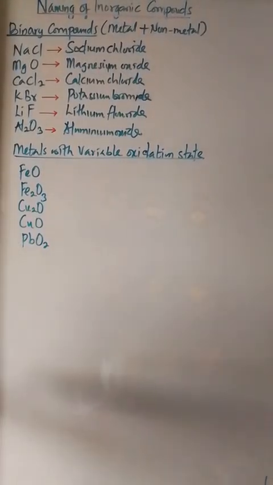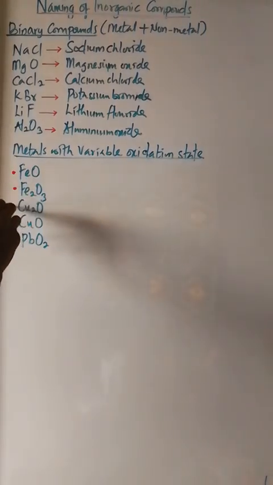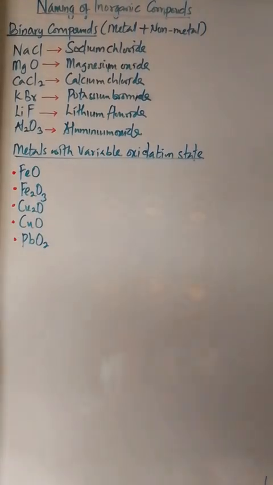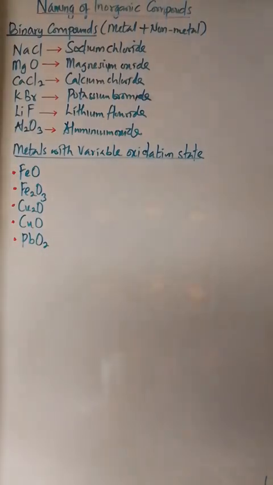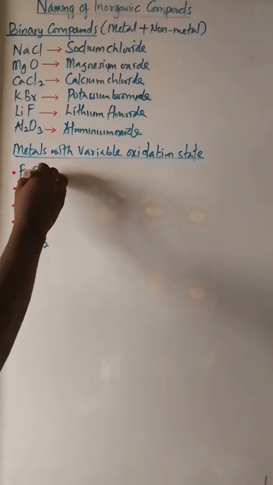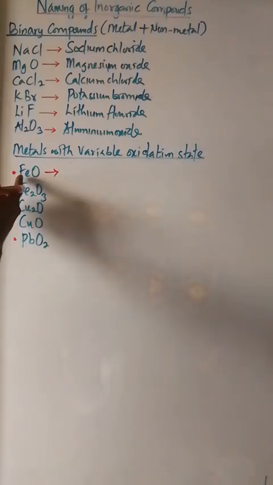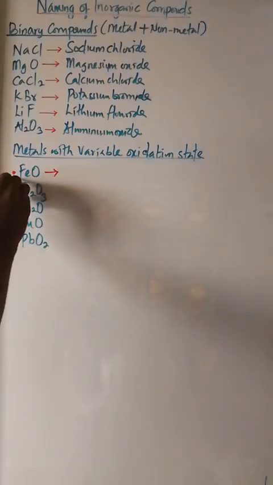Metals with variable oxidation states are called transition metals. Now, if the metals you have are among the first 20 elements, you don't have any issue. You can follow this approach. But if the metals are elements found after the first 20 elements, like iron, 26, copper, 29, lead, all these are not within the first 20 elements. So in this case, we have to find the oxidation number of that transition metal. For example, we have to know the oxidation state of iron here.